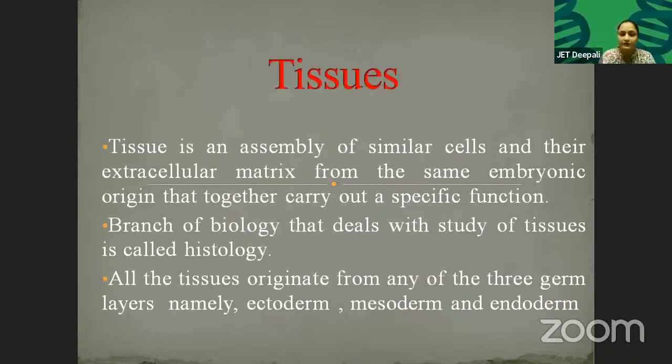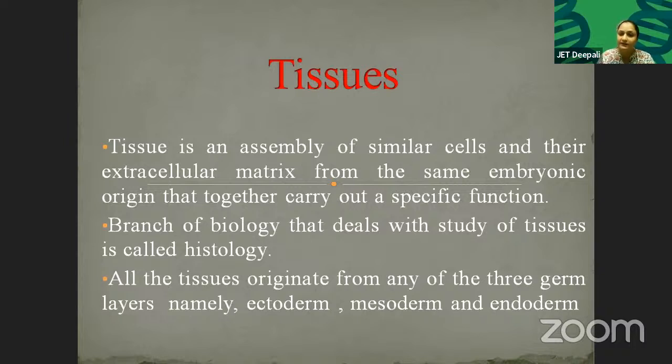What are tissues? Tissues are the assembly of similar cells. Similar cells means they are originated from the same cells because of mitosis, and their extracellular matrix is from the same embryonic origin. Same embryonic origin means the same kind of blastomeres give rise to the tissues that together carry out a specific function.